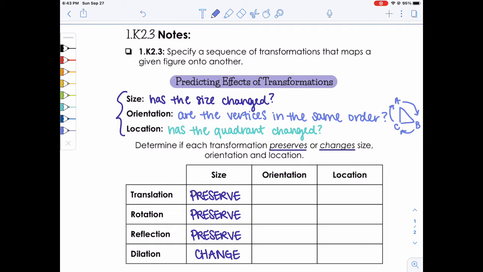Okay, what about orientation? Take a second to think about that and really you may need to draw yourself some examples. Maybe refer back to our ABC example over here. Reflect it, rotate it, translate it. Okay, you try.